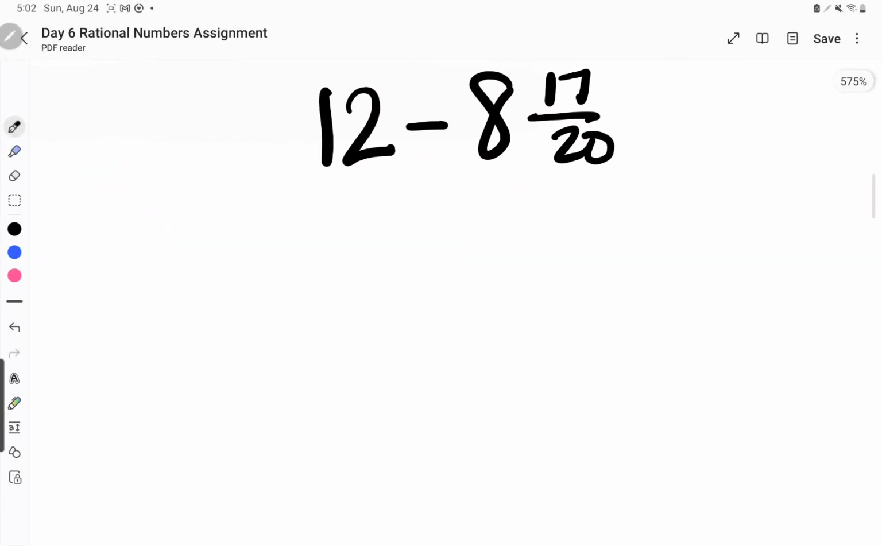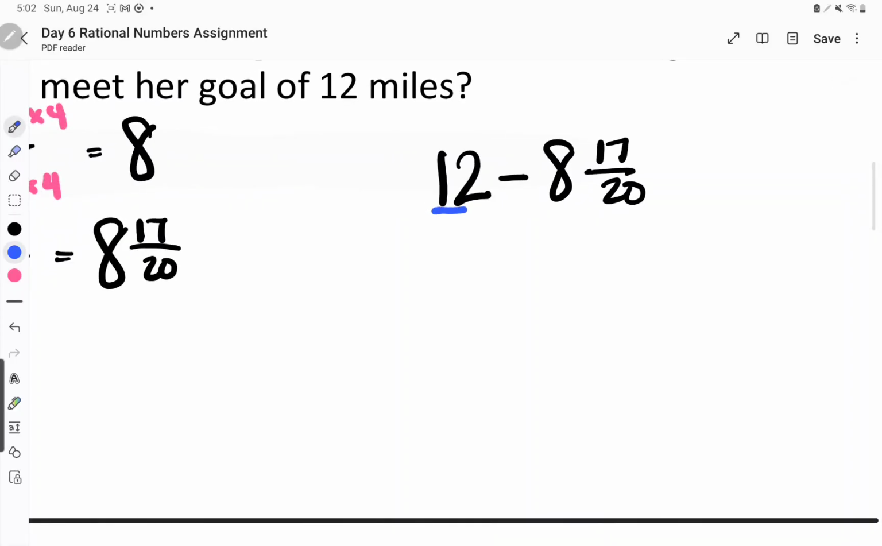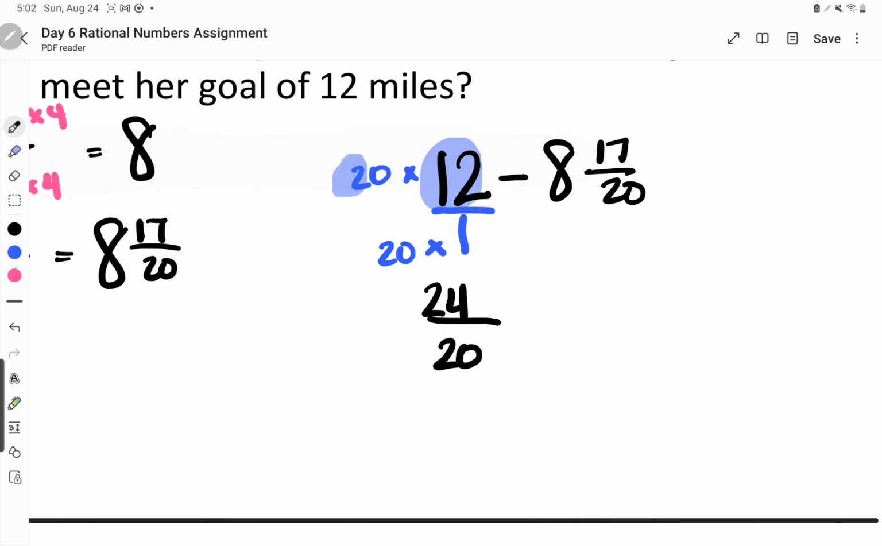Now, you can choose to regroup your 12, or we can just make 12 into a fraction. I'm going to make 12 into a fraction, so we have 12 over 1. And then we need to give it a denominator of 20. So I'm going to multiply 1 times 20, and I'll multiply 12 times 20. So that's going to give me a denominator of 20, and then I have the 12 times 2, and that gives me 24. And I'm just going to tack on this 0 at the end, and that gives me 240 minus 8 and 17 over 20.